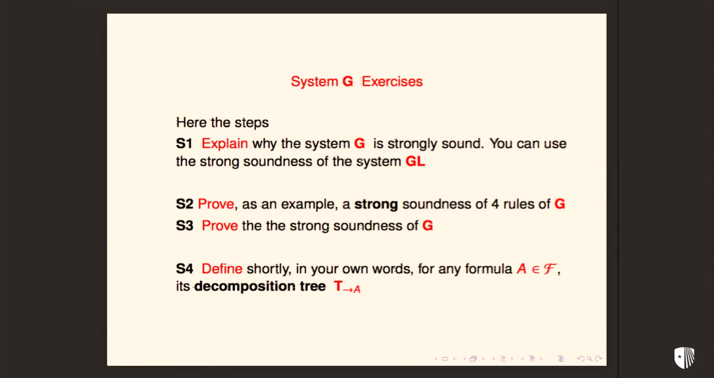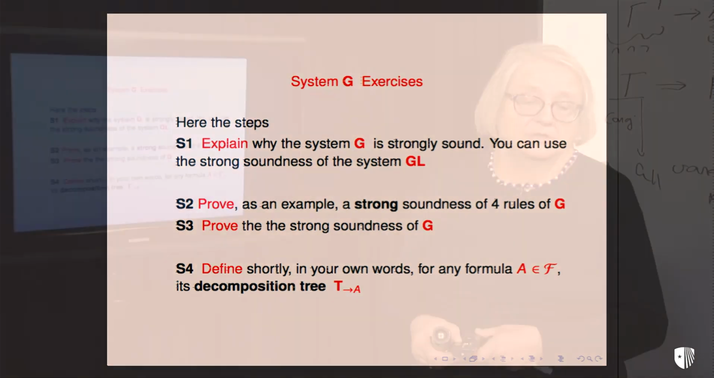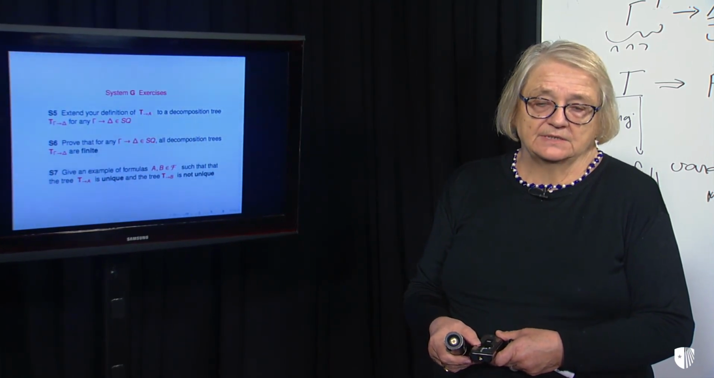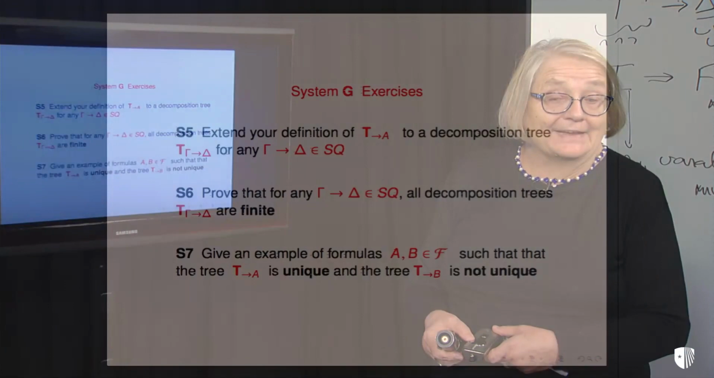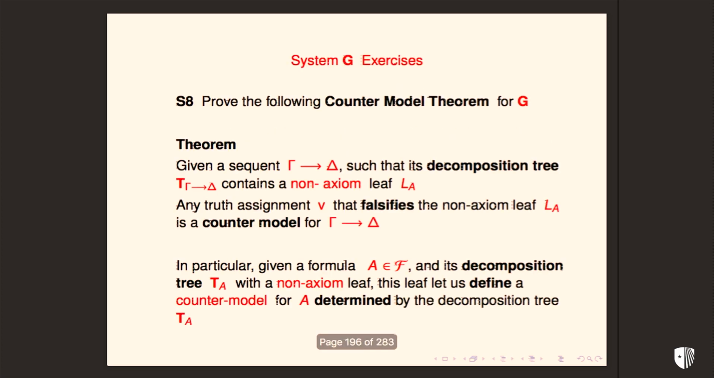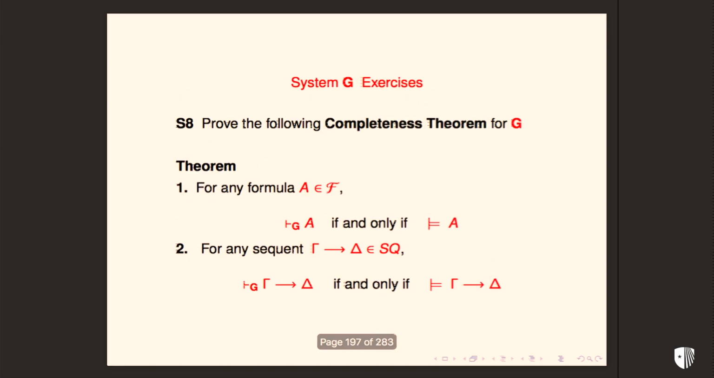Now decomposition tree is a little bit like in our RS2, you can decompose on the left, on the right, any formula you choose. So you construct much more decomposition trees to show that the proof does not exist. And then you just extend the whole definition to the system. And also give an example of a formula such that the tree is unique, and another such that the tree is not unique. And you can prove our decomposition theorem. So everything we did, we can do for that.